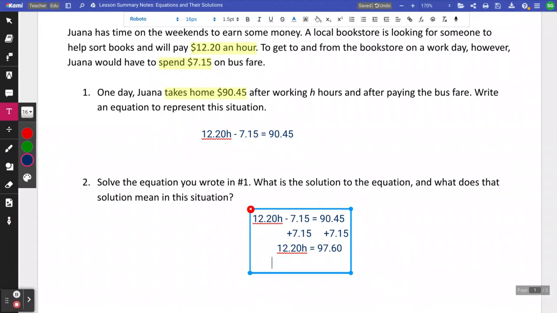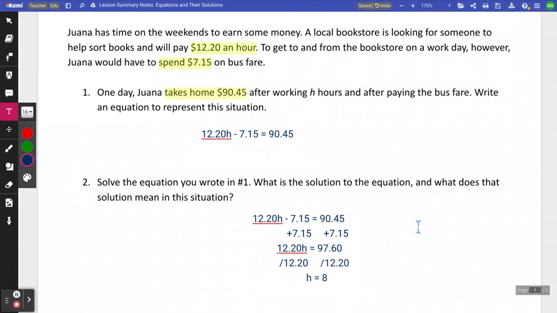Our last step, because we want to get h all by itself, is I'm going to divide both sides by that 12.20. And when I do that, I get h equals 8. That would be the solution for our equation.